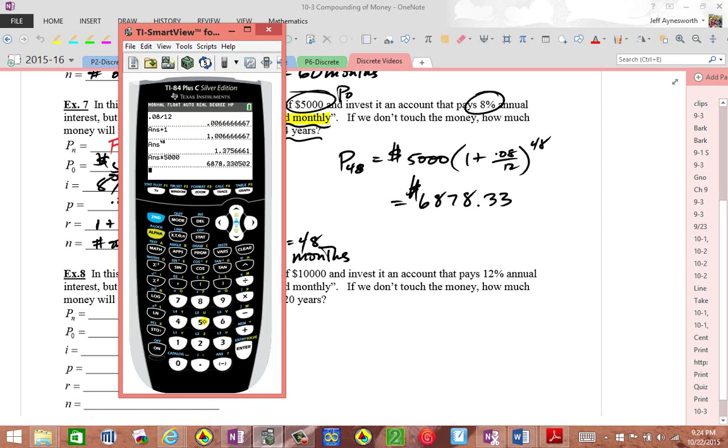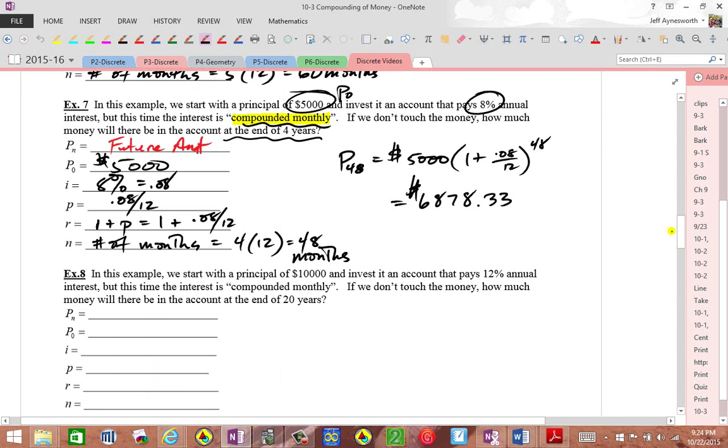If you want to type it in directly, if you have the TI-84, type it in directly. Use parentheses. 1 plus 0.08. Oops, not 5, but 8. All right, divided by 12. Close out the parentheses. Raise it to the 48th power. You type it in directly as you see it. You get the same value. Look at that. So there you go, guys.